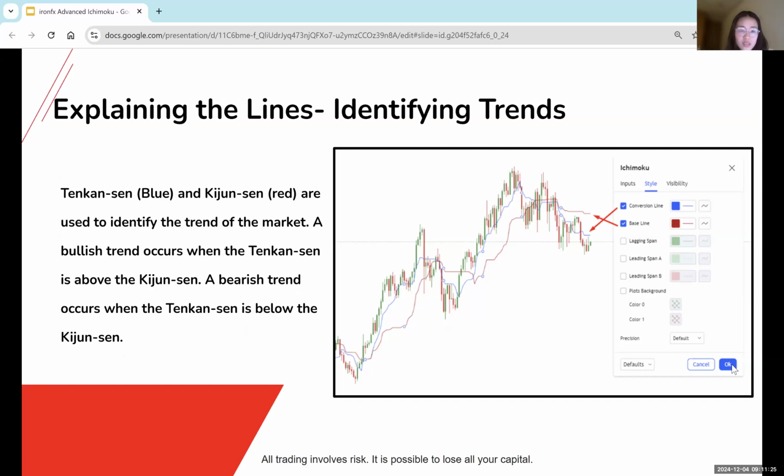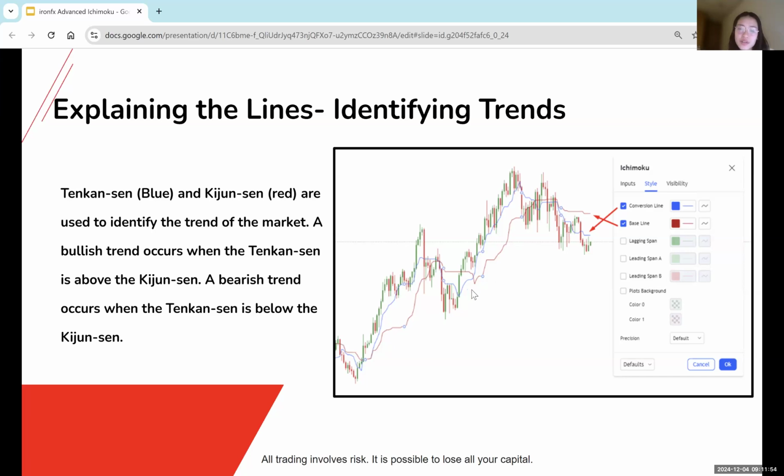The Tenkan Sen and the Kijun Sen, the blue and red lines, are used to identify the trend of the market. So a bullish trend occurs when the Tenkan Sen is above the Kijun Sen, and a bearish trend occurs when the Tenkan Sen is below the Kijun Sen. So a bearish trend is when the blue line that we see here, the conversion line, is below the red line, the baseline.